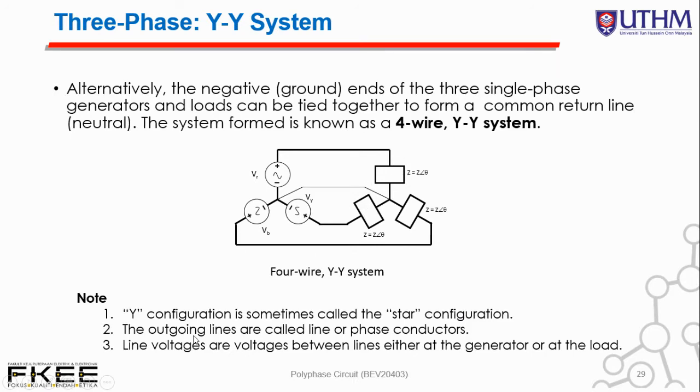So the outgoing lines are called line or phase conductors. This is the line from the voltage supply to the load. All current flow is actually in the line, so it is called the line or phase conductor. The line voltage is the voltage between lines, either at the generator or at the load. The line voltage is from line number 1 to line number 2 or to line number 3.